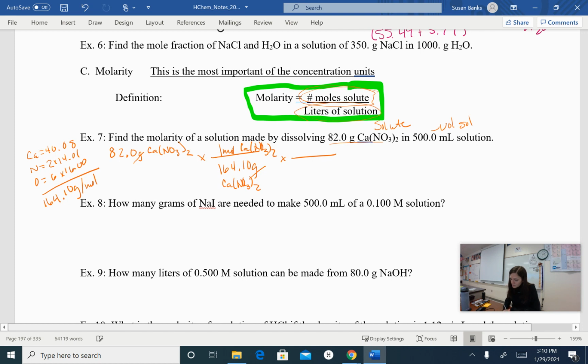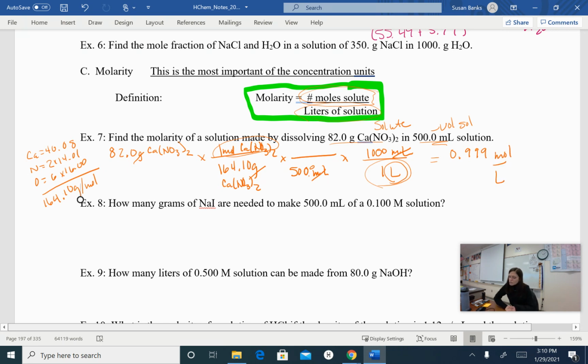Now I need liters of solution. I have 500 milliliters of solution. I don't want milliliters, I want liters. So isn't there 1,000 milliliters in 1 liter? So my milliliters cancel out, and I have moles per liter, which is what I want. I'm going to take 82 divided by 164 divided by 500 multiplied by 1,000. I've got 3 sig figs on all of these, at least 3 sig figs. So this will come out to 0.999 moles per liter.